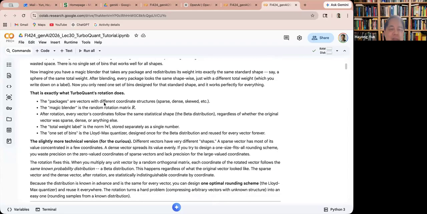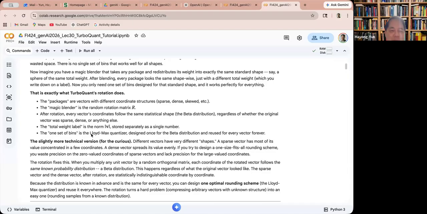The packages are vectors with different coordinate structures, like sparse, dense, skewed, whatever. And the magic blender is the random rotation matrix. After rotation, every vector's coordinates follow the same statistical shape, namely a beta distribution, regardless of how the original vector was shaped, meaning sparse, dense, or anything else. We'll see this in a picture, so don't worry about it. And the total weight label is the norm, meaning the magnitude of the vector, stored separately as a single number. It's just a single number, not much memory.